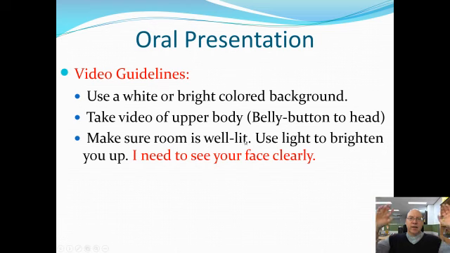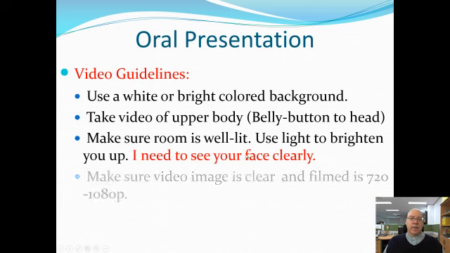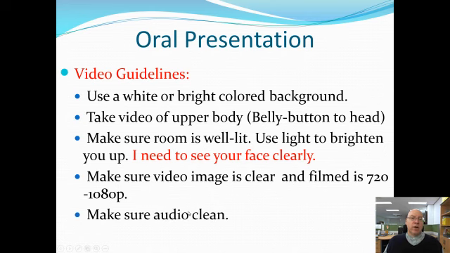Make sure the room is well lit. Make sure that there is a light in front of you so that I can see your face clearly. Make sure the video image is clear. Make sure you clean your camera. Please record in 720 or 1080p. Make sure your audio is clean, with no noises in the background. Don't film yourself at a busy mall or downtown or something like that.